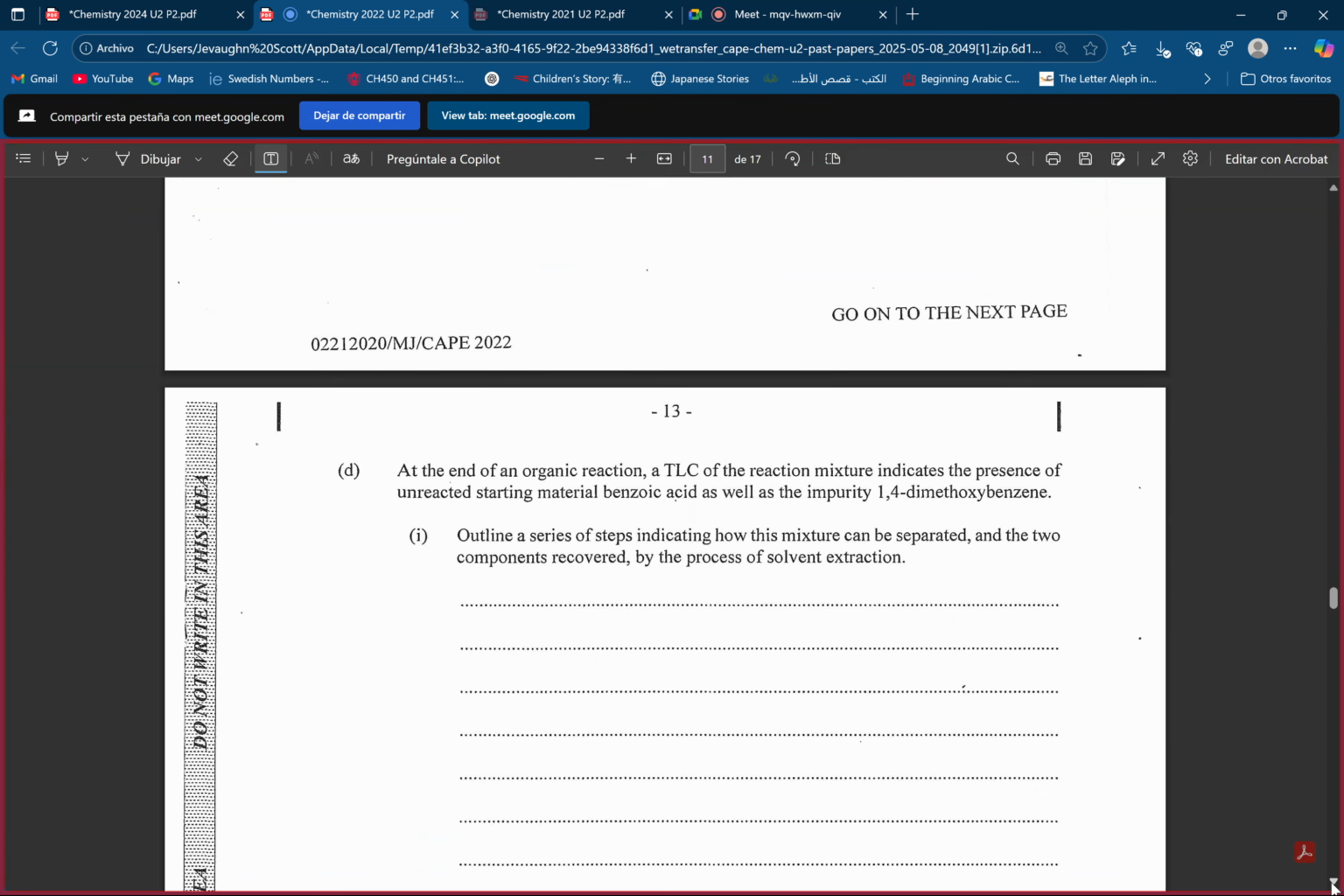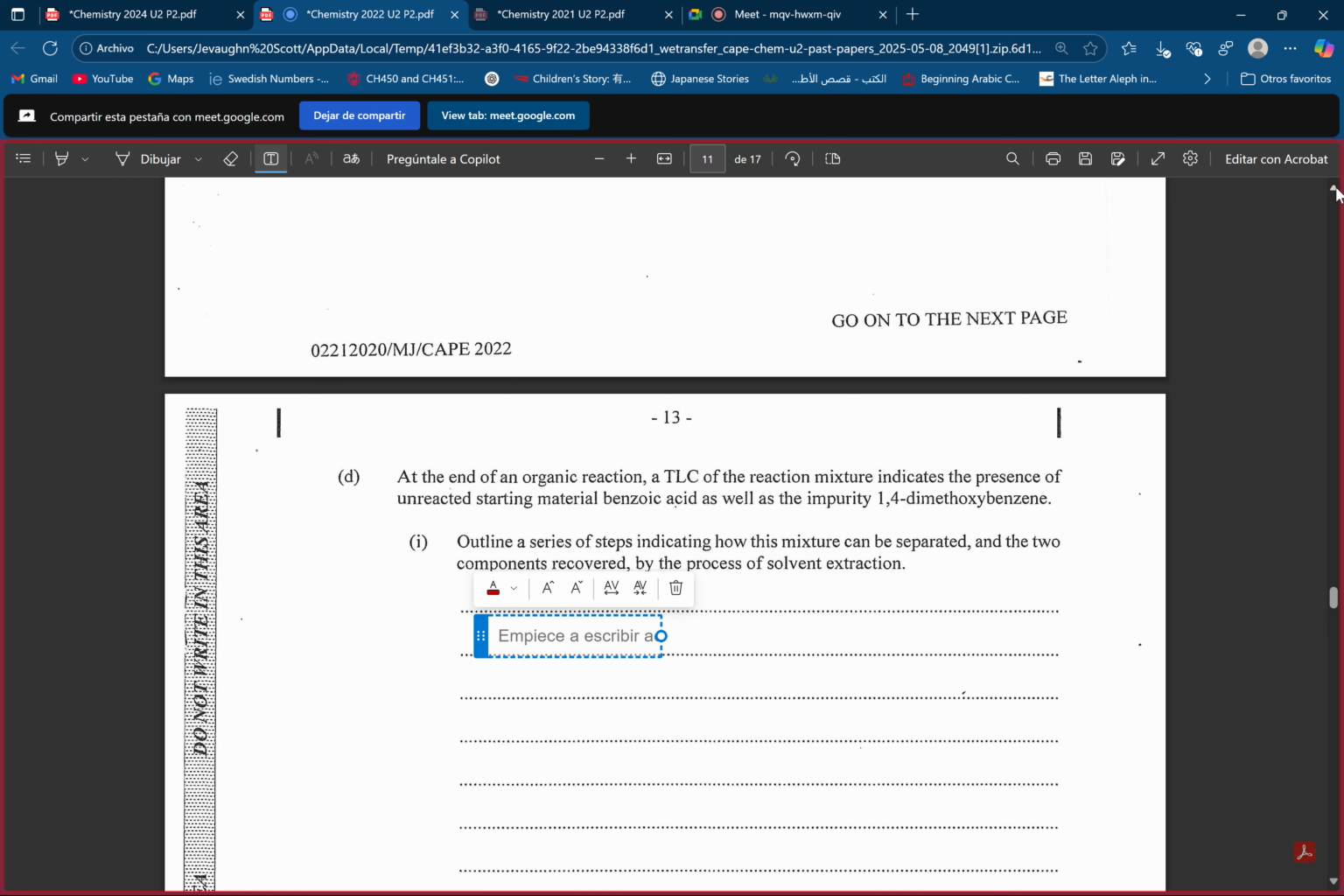At the end of an organic reaction, a TLC of the reaction mixture indicates the presence of unreacted starting material benzoic acid, as well as the impurity 1,4-dimethoxybenzene. Outline a series of steps indicating how this mixture can be separated and the two components recovered by the process of solvent extraction. So what would we do first?